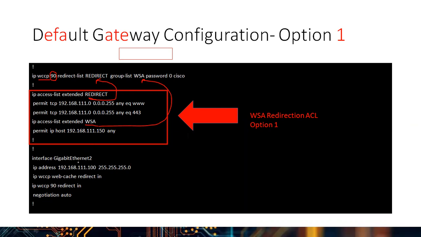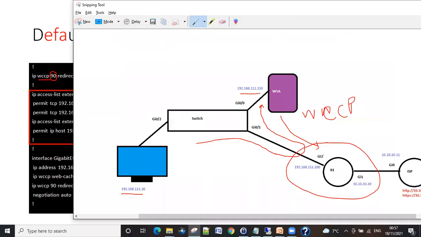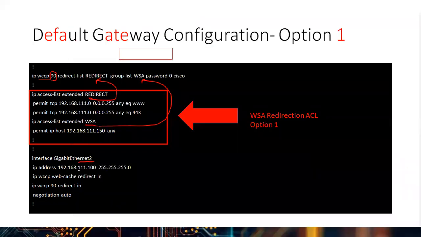And we go back to the external interface, which in our case is Gig 0/2, which has an IP address of 111.100, as we all know. And we go there and call this number over here.